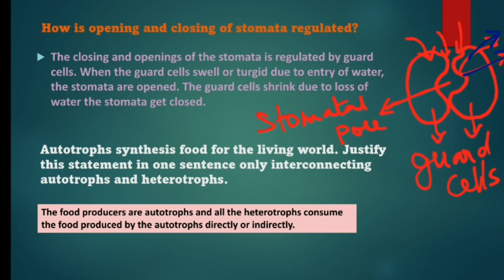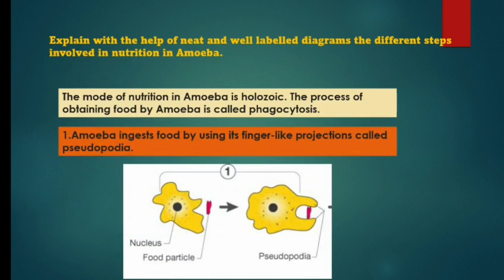All right. Now, autotrophs synthesize food for the living world. Justify the statement in one sentence, only interconnecting autotrophs and heterotrophs. Now you know that autotrophs, also called the producers, are the food producers, and all the other organisms are dependent on autotrophs for food, directly or indirectly. So this way, autotrophs synthesize food for the whole living world, and all the other organisms are dependent on them. Okay, moving to the next question.